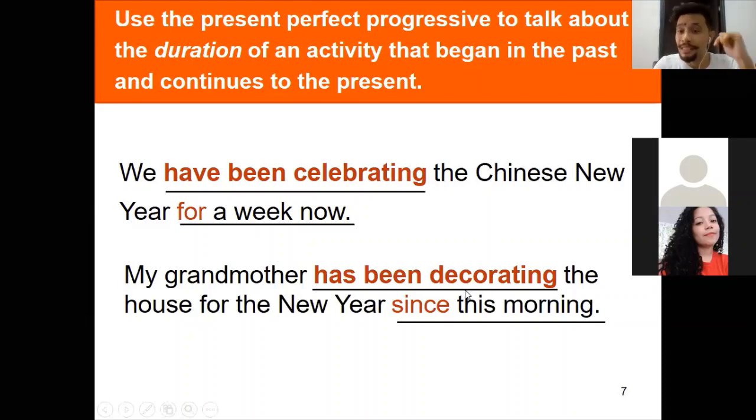Yes. It means that in this very moment, my grandmother is still working on the house decoration, right? Yes, it's still happening. But if I say my mother has decorated the house for the new year, it means she finished or she's still decorating it.